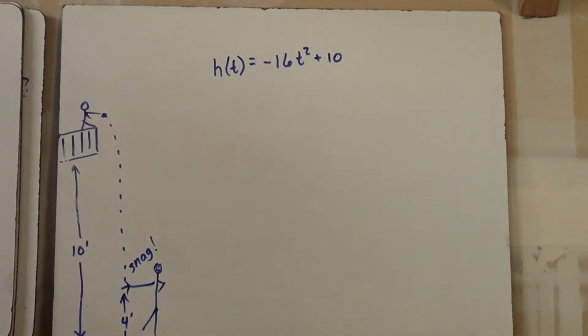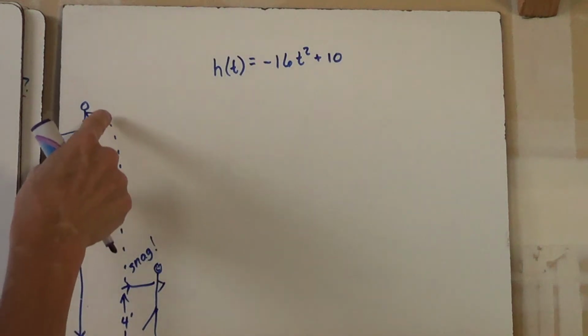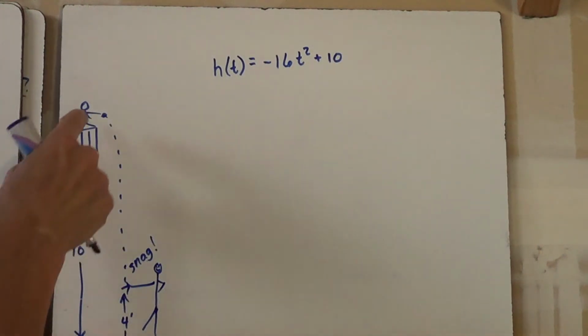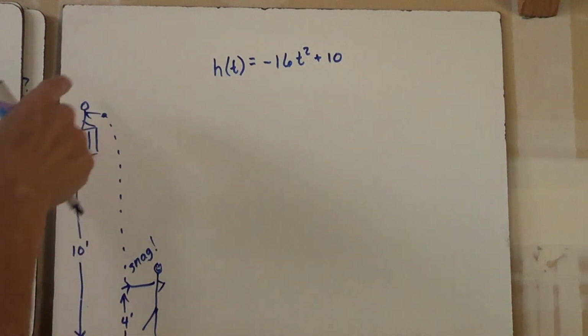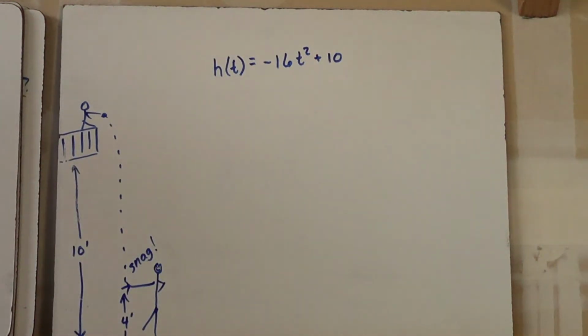Okay, now we're to a real world problem. There's this kid hanging over a balcony. He's got his keys in his hand, and the balcony's 10 feet up. He drops the keys. Actually, I should say his hand's 10 feet up to make this accurate, because it says the keys drop from 10 feet.